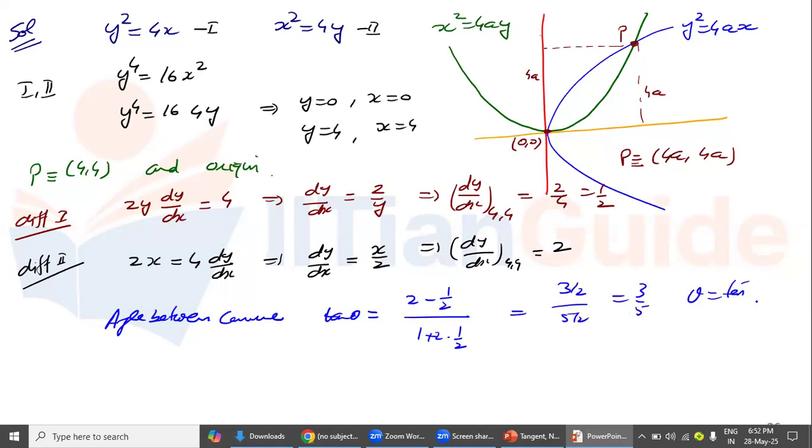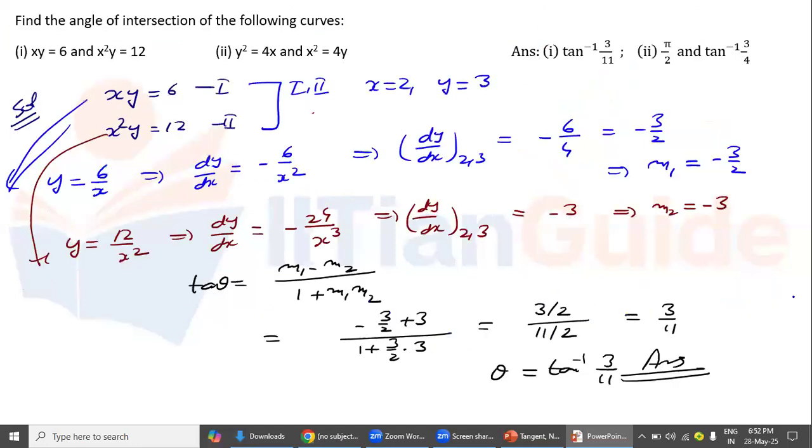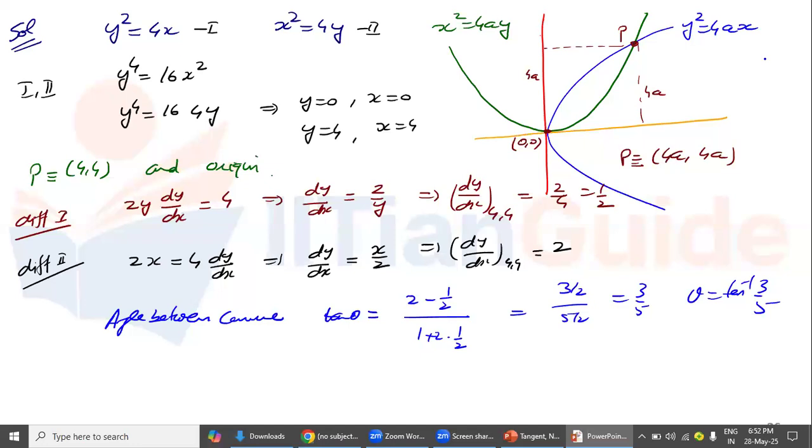Let me check the answer. No, tan inverse 3 by 4. Some calculation mistake is there. Okay. 2 minus 1 by 2 is 3 by 2, 1 plus 1 by 2 times 2. Okay, here the denominator is not 5 by 2, that is 2. Denominator value is 2. So basically 3 by 4. Tan inverse 3 by 4. That is my answer. Is it clear to everybody?